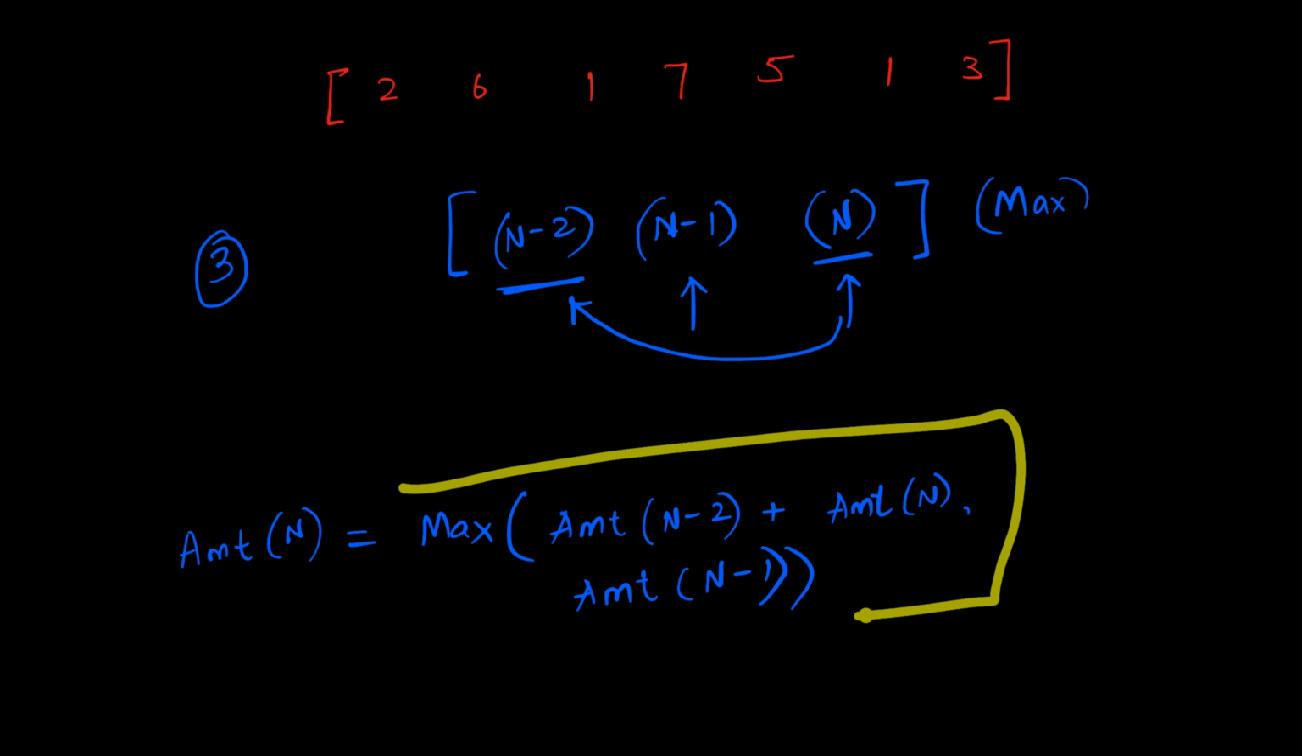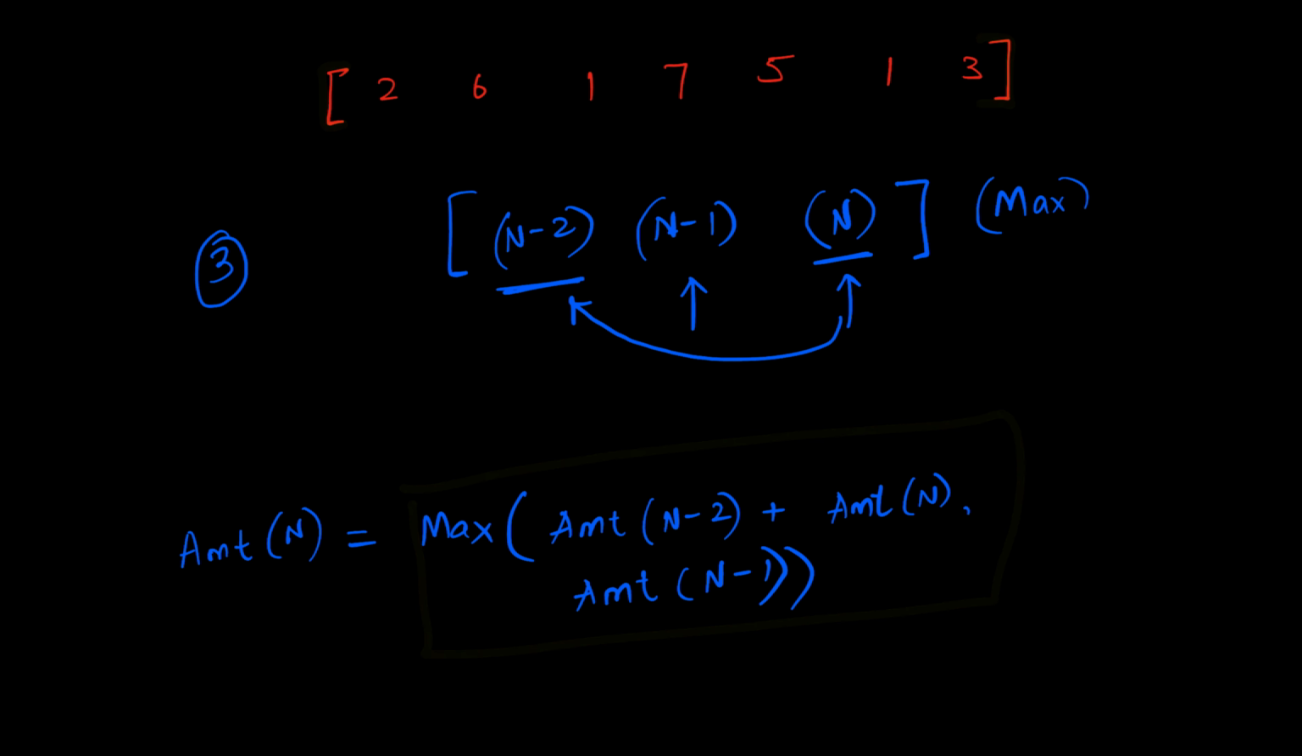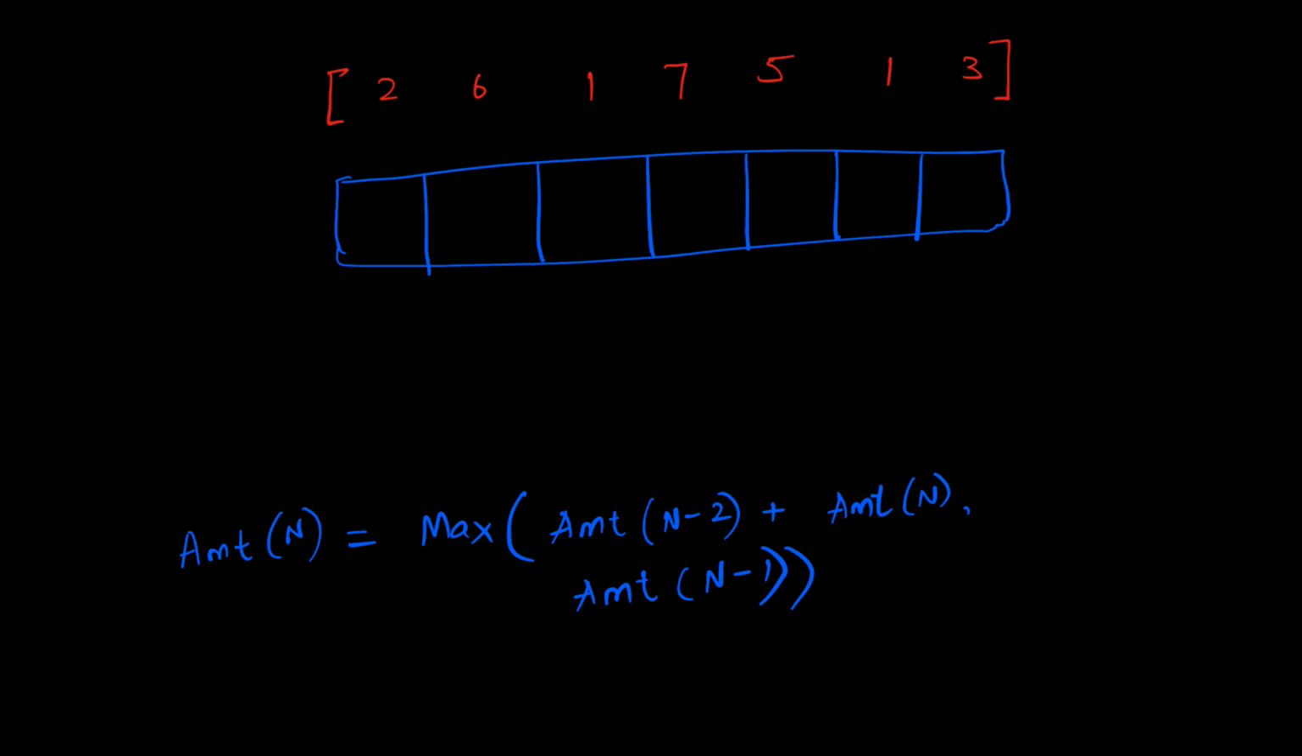Let's do a couple of dry runs to apply this formula to the input in front of us to understand it better. For the first 2 homes, there is no way we can apply the formula, so the maximum amount will be the amount available in each of these homes. So we'll save that as is to the dynamic programming array.